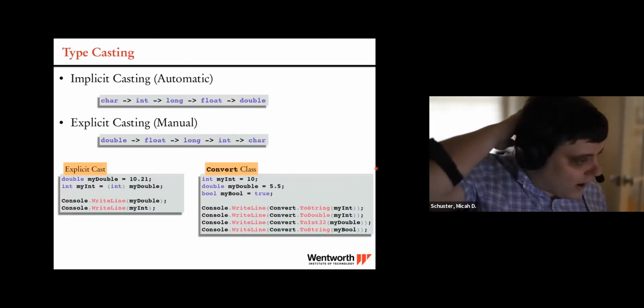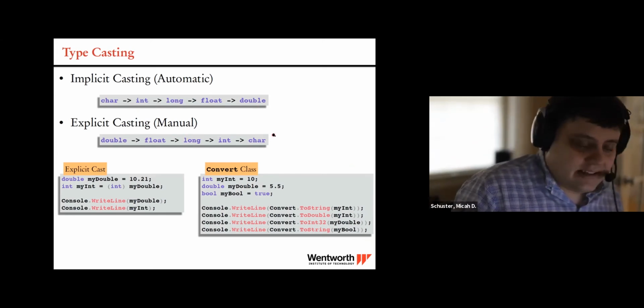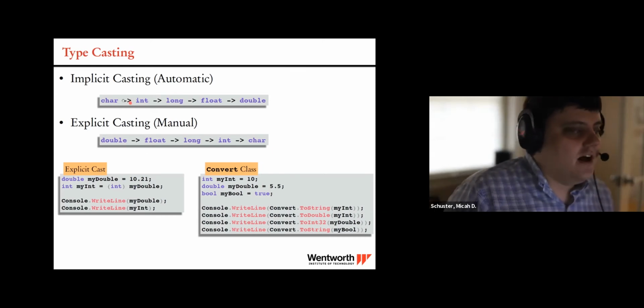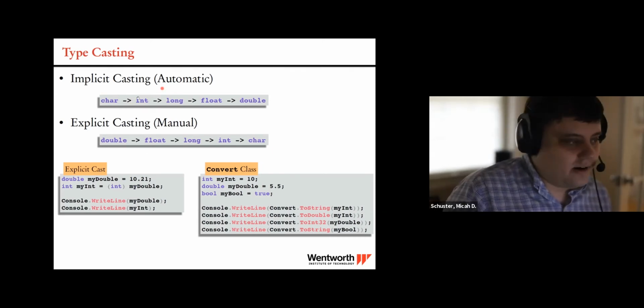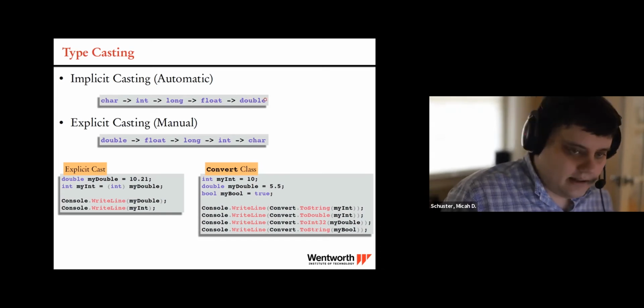There are regular typecasting rules. There's implicit casting and explicit casting as well. The implicit stuff is automatic. You don't have to do anything special. So taking a char to an int, or an int to a long, or a long to a float, or a float to a double, this happens automatically.